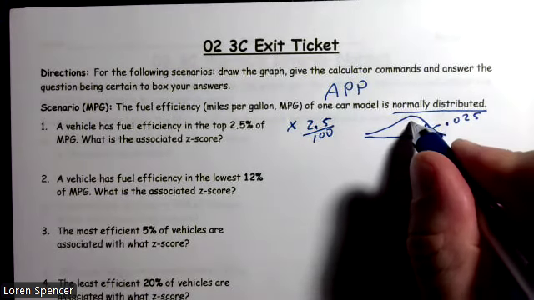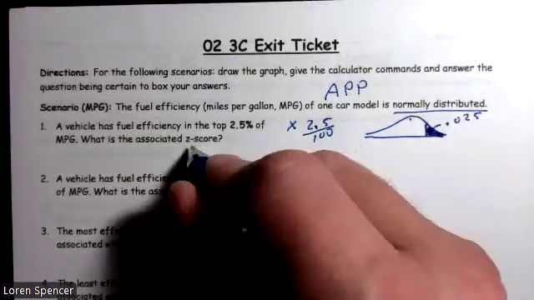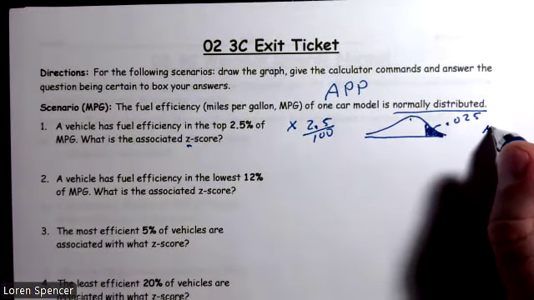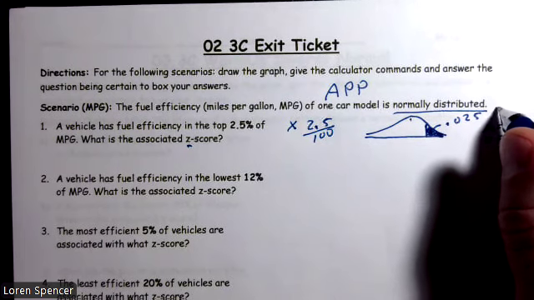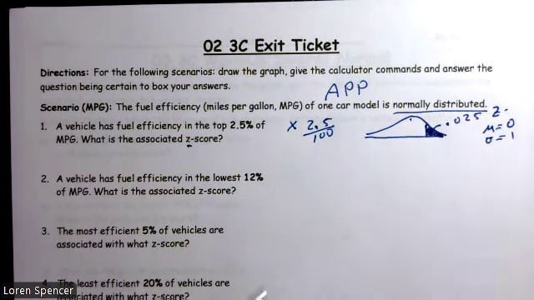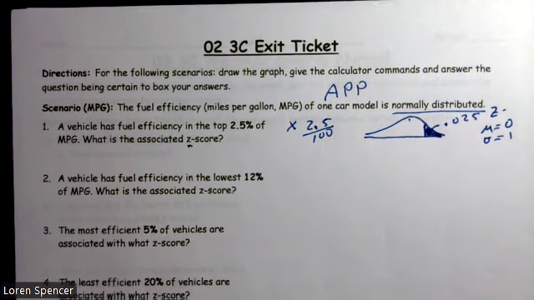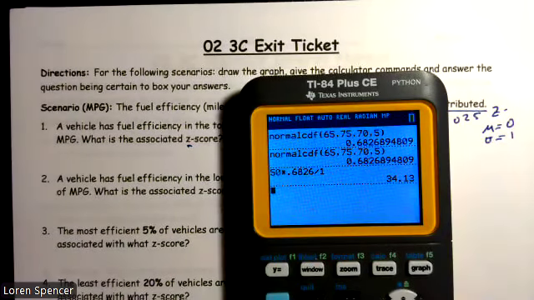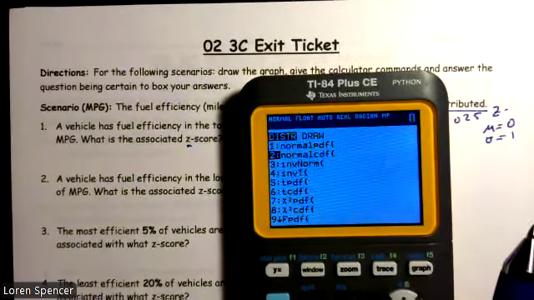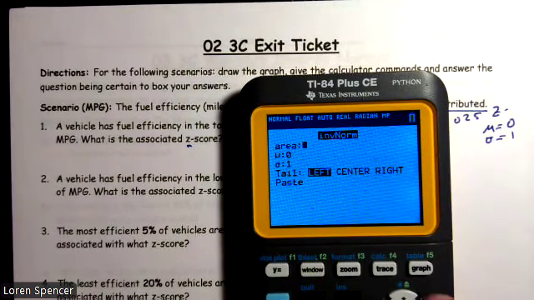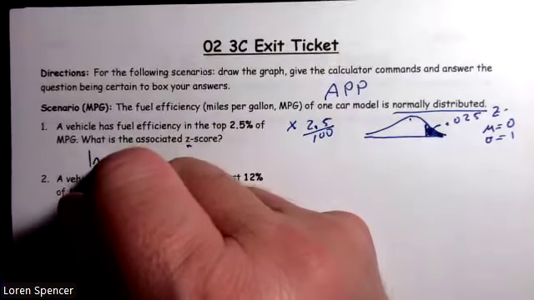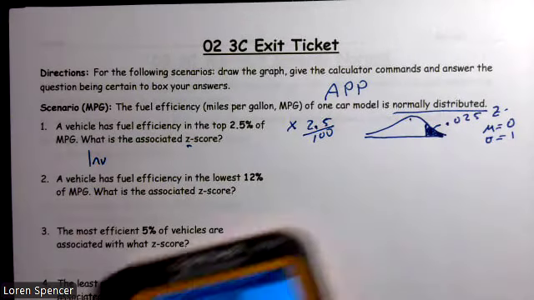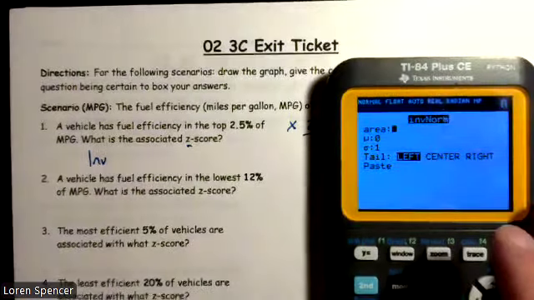This is a Z score. All Z scores have a mean equal to 0 and a standard deviation equal to 1, because it's a Z. So here we go. We're going to go second vars, inverse norm, and see what the calculator asks for. Since we know it's an inverse norm, we're going to go ahead and write that down. INV norm. That's what the calculator told me.